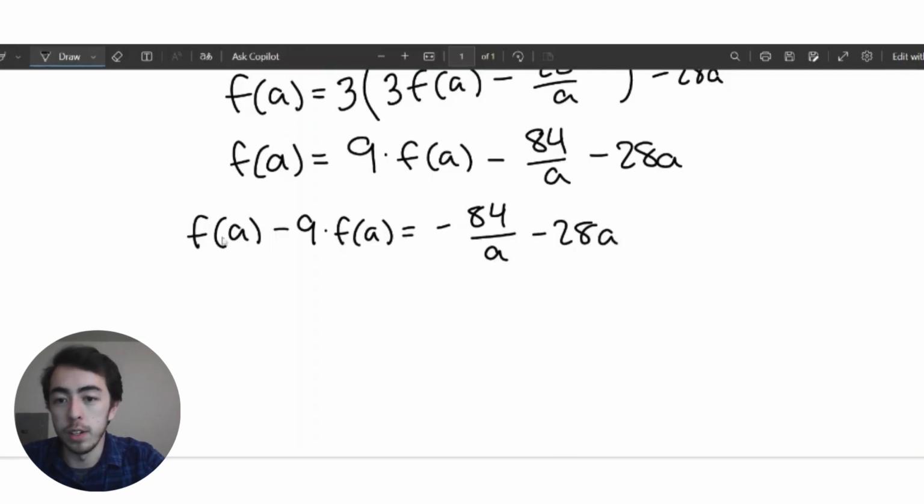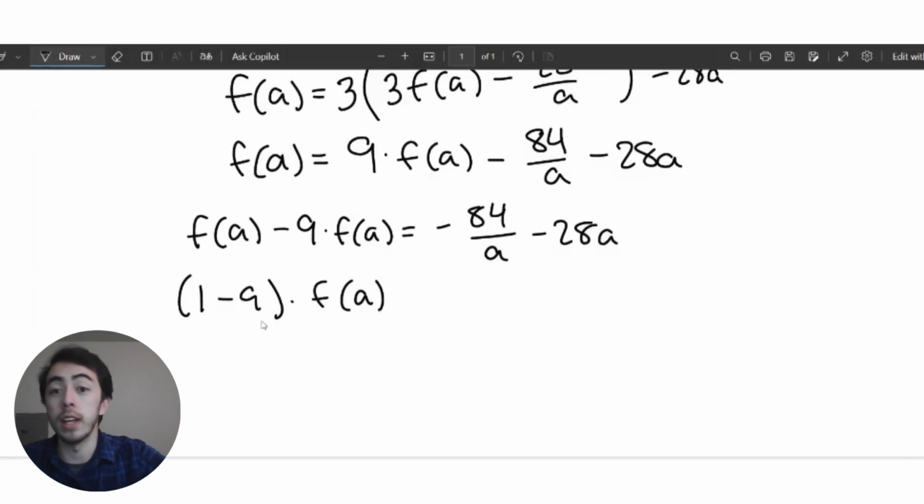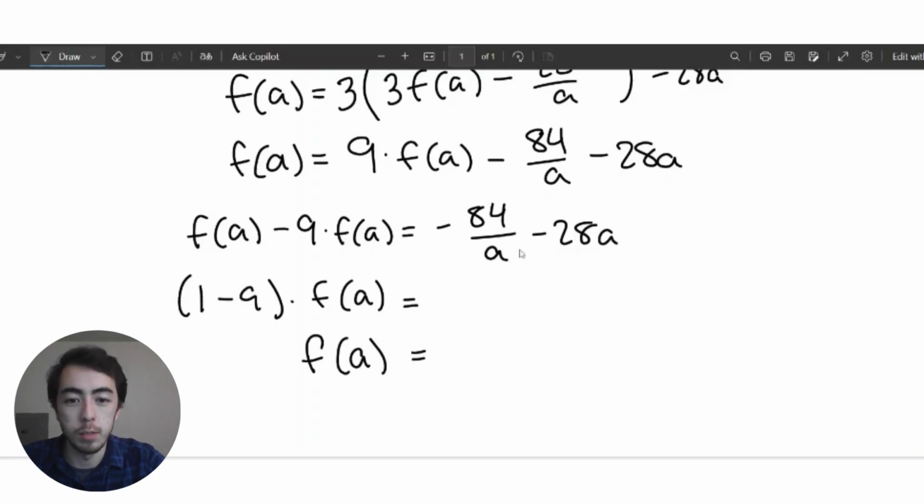And I can do some factoring here. If I have f of a minus 9 f of a, or one function minus 9 of itself, that's like saying 1 minus 9 times the function. Or in other words, we have negative 8 times the function. And then finally, I can actually isolate my function. F of a is going to be the same as this side over here, which was negative 84 over a minus 28a divided by negative 8.